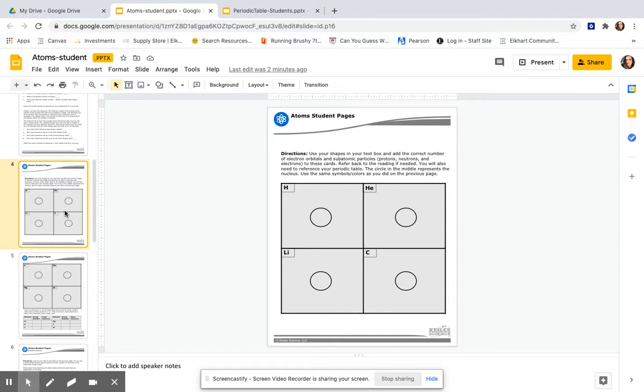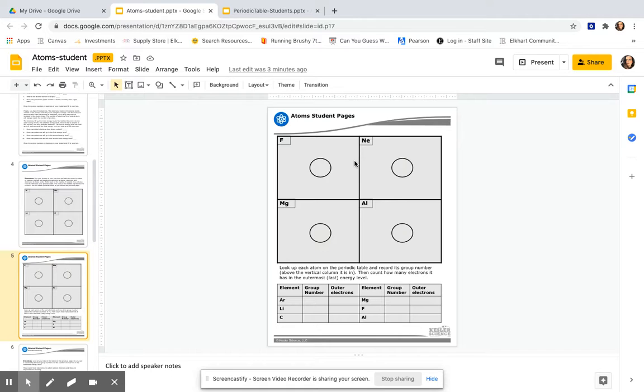Right here, you're going to use your shapes and your text box and add the correct number of electron orbitals and subatomic particles, protons, neutrons, and electrons, to these cards. You will refer back to the reading if needed, and you will also need to reference your periodic table. The circle in the middle represents the nucleus. Use the same symbols and colors as you did on the previous page. You're going to be doing the same thing here.